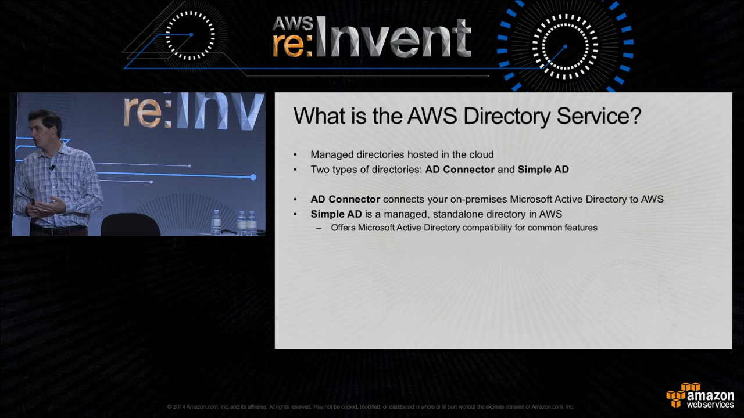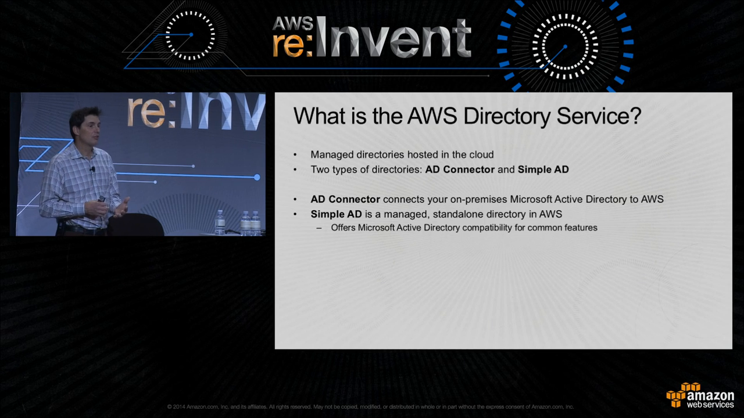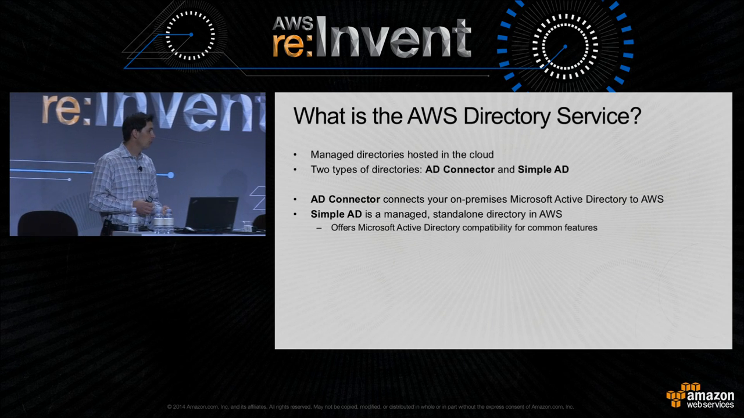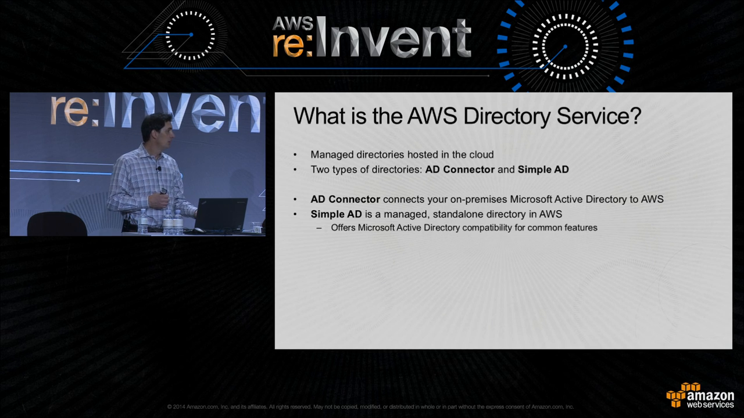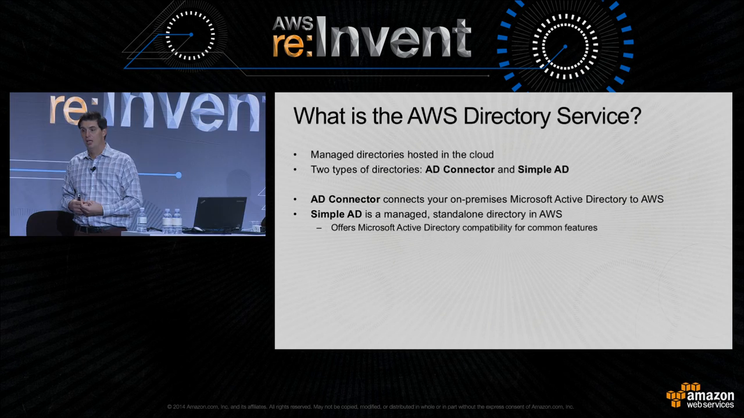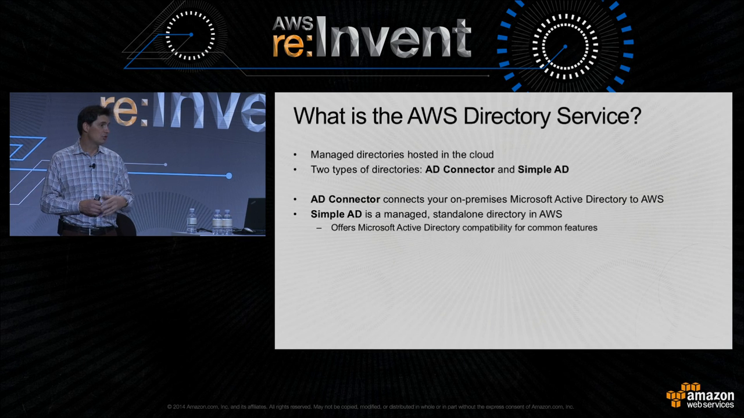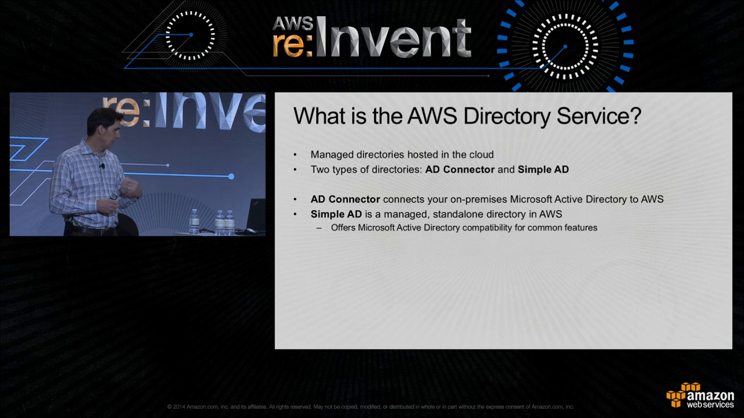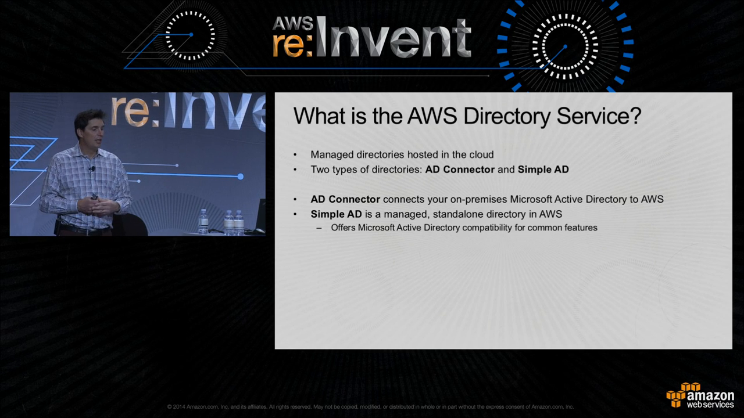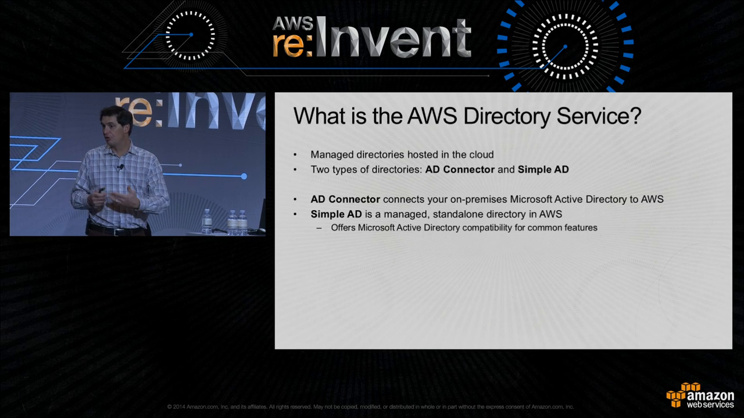AD Connector essentially is a proxy that allows you to connect your AWS resources to your on-premise Active Directory. And essentially, any resources you create in our cloud, you'd be able to then join to your on-prem Active Directory, use all the tools and processes you use today, whether it's AD tools or other systems management tools. They can all integrate through your on-premise Active Directory to the AWS resources. And then Simple AD is designed to be a lightweight cloud-based directory. It's actually based on Samba. And it offers Microsoft Active Directory compatibility and many of the common features that you're used to using with Active Directory.